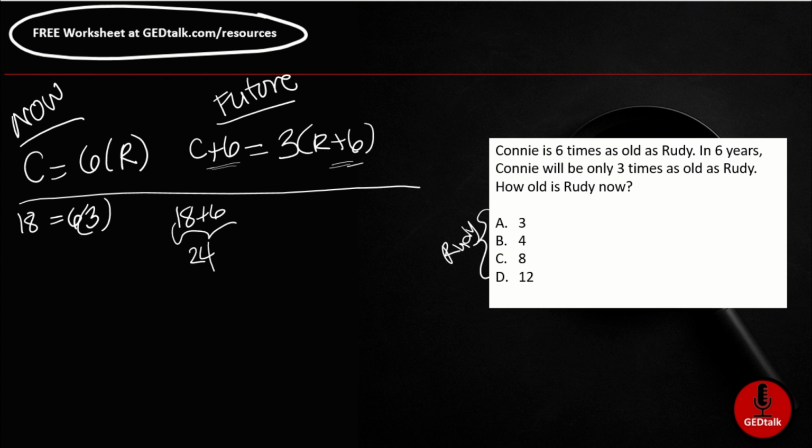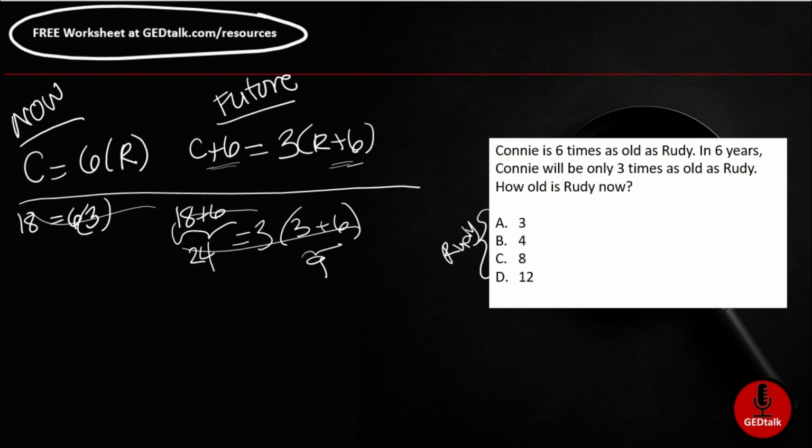We have 24 equals 3, and then what's Rudy's age for this one? 3 plus 6. Well, 3 plus 6 is going to give me 9. Is 24 3 times 9? No, because 9 times 3 is 27. So we know that this is not the correct answer, so A out the window.